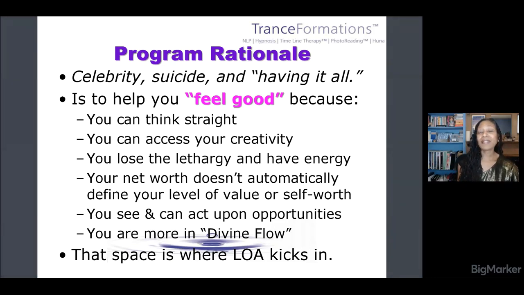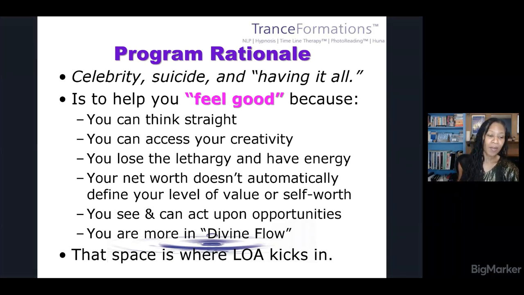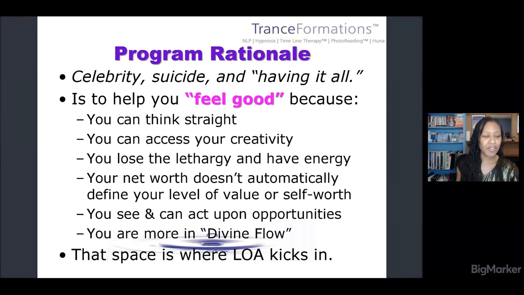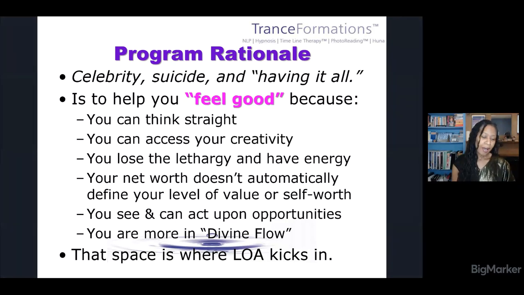And you're more in that place and that space of divine flow. And if we're talking about it in those terms, that's the place and space where the law of attraction kicks in.